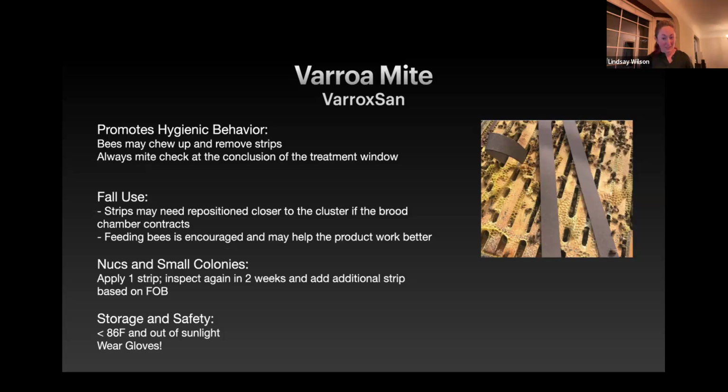Always wear gloves when you're using this. It's wood bleach. You don't want that on your hands. And you want to store it somewhere cool, like the garage. Keep it out of your car, at less than 86 degrees, and out of sunlight.